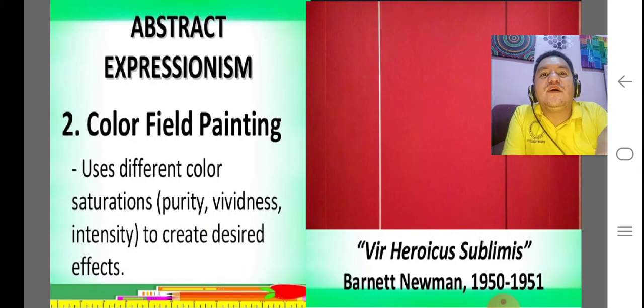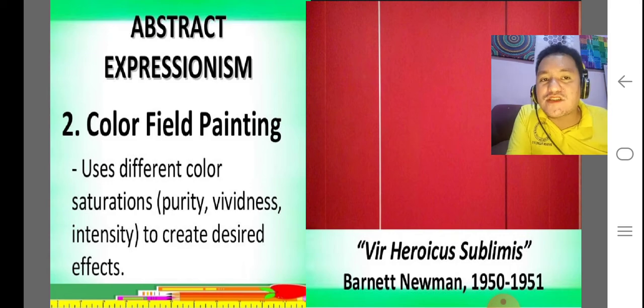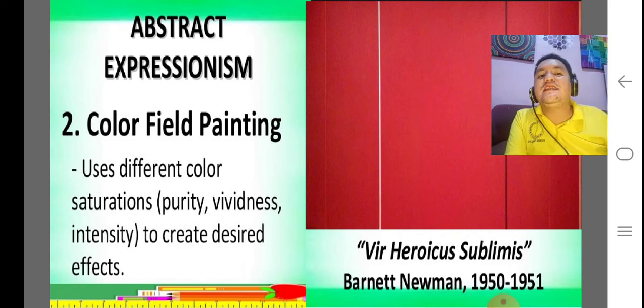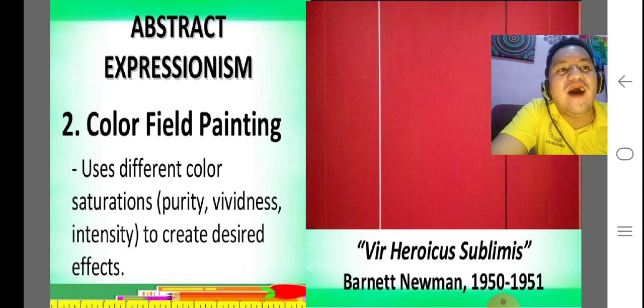Okay? So, last is the colored field painting. Use different colors, saturations, purity, vividness, intensity to create desired effects. So, that would end our lesson.